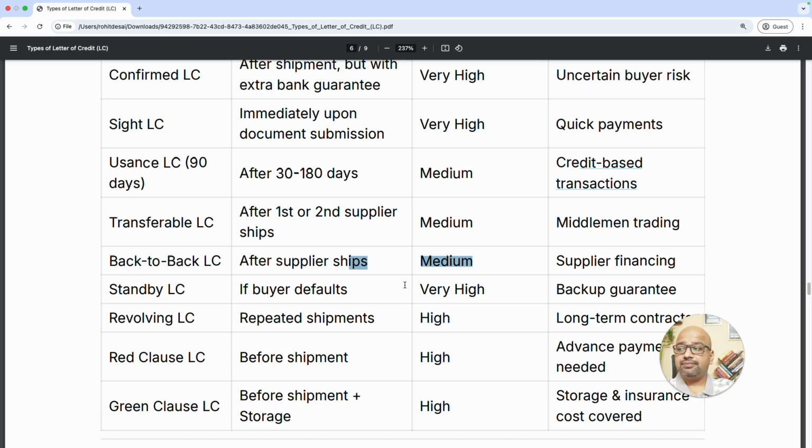That's it. Then standby LC, if you don't trust the buyer, he says he's going to pay me in 30 days. If he doesn't pay, then at least I need a standby LC. That's how it works.